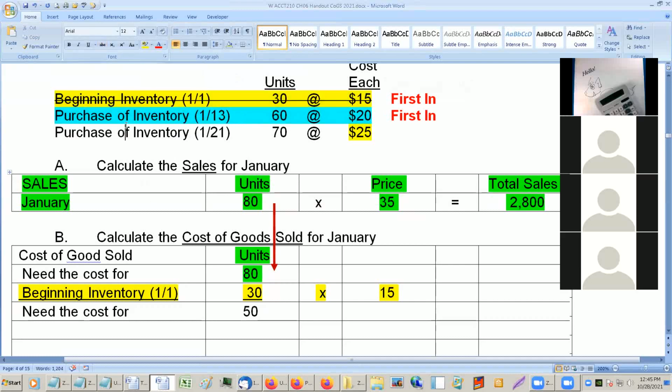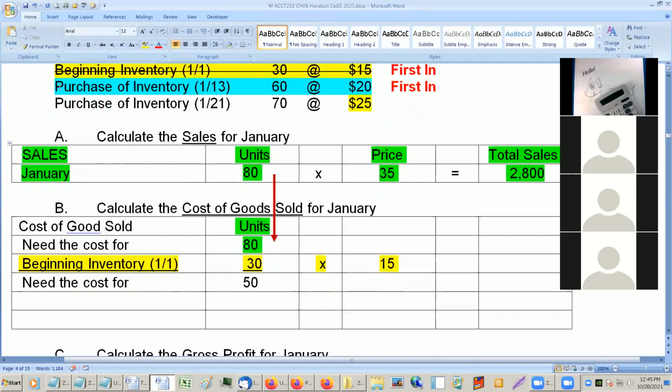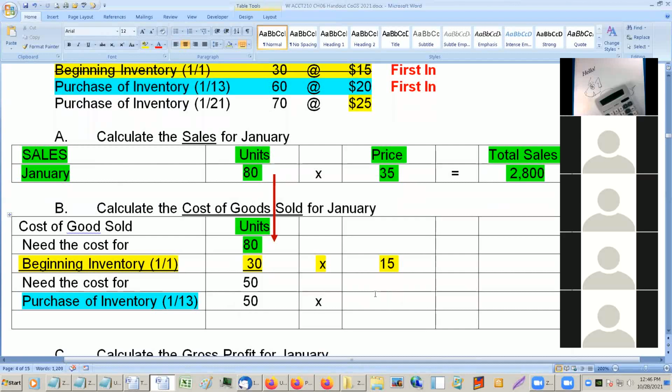Okay, so the next layer we're going to go to is this one, purchase inventory. So we take this one. And again, we don't need all 60, we only need 50 of those. So we'll take the 50 that we need. There's enough in there to cover that. And the price is 20.